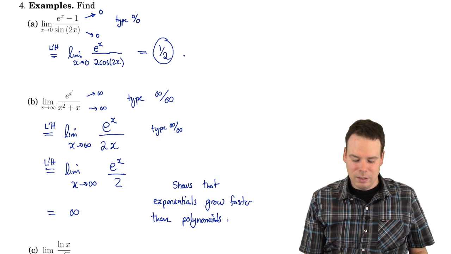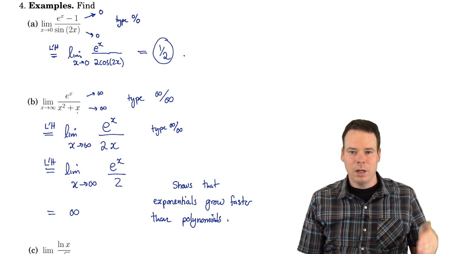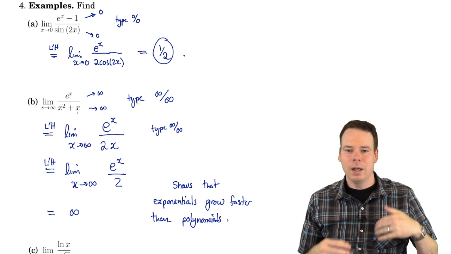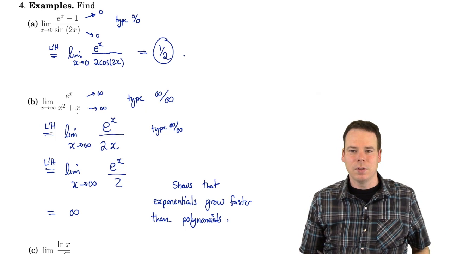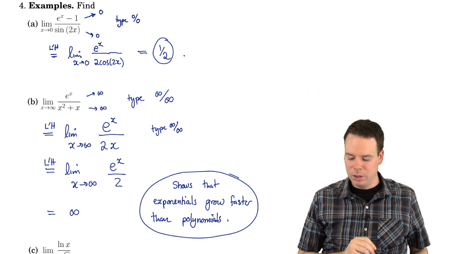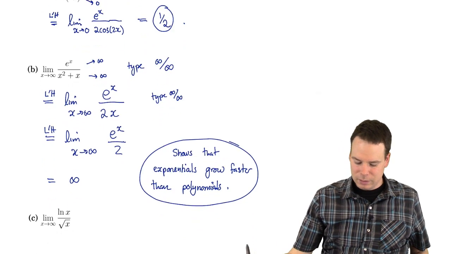In all cases, the numerator will stay an exponential upon differentiation, but the denominator will keep dropping by a degree until eventually it becomes constant, and in which case I can evaluate the limit to be infinite. So we actually do have, from L'Hopital's rule, that we can show exponential functions grow faster than polynomials. Let's look at the next example.